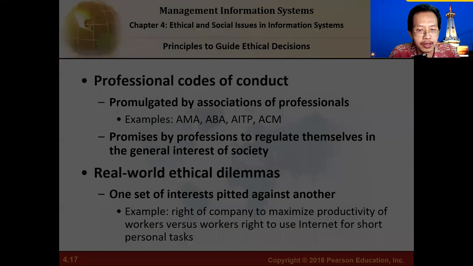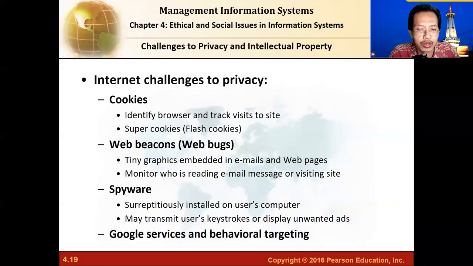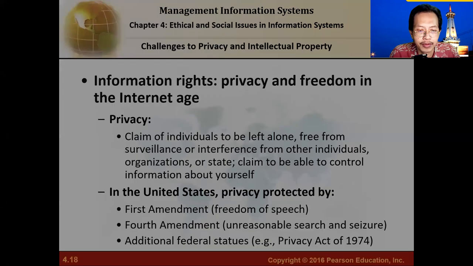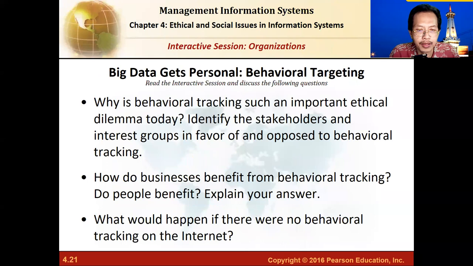And then you can see here some more information on the five dimensions of ethical, social, and political issues. Information rights, and then here, this is about the use of big data that we have seen, and so on. And we will see more of it later on. Okay. So that's the first part of this chapter.